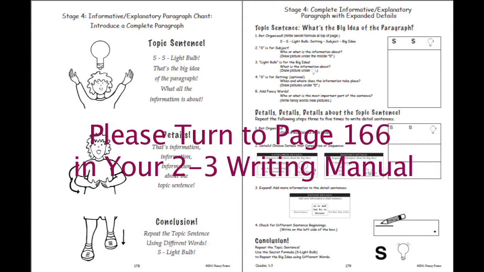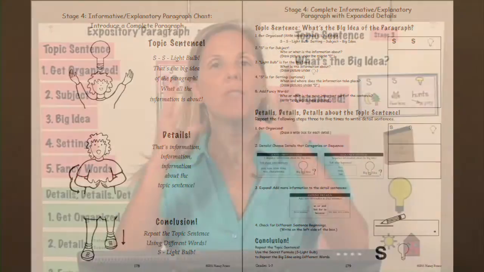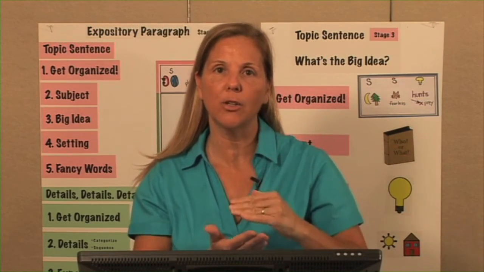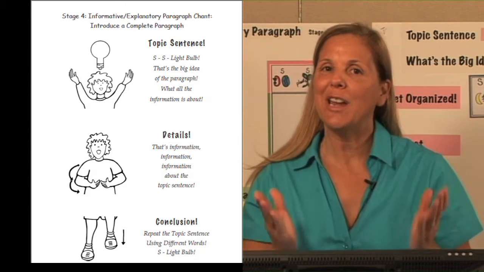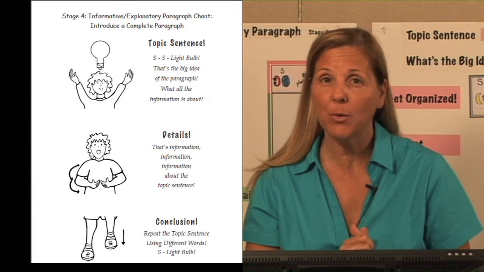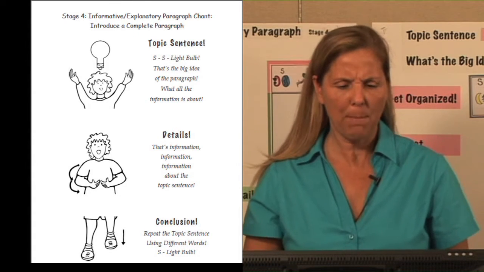Stage 4 of informative explanatory writing. This is going to be the full-on paragraph with an official topic sentence, details, and conclusion. So I tell the children, we've learned our topic sentence when we were at stage 3. Now we're going to learn how to write a paragraph. So let's learn what a paragraph is.